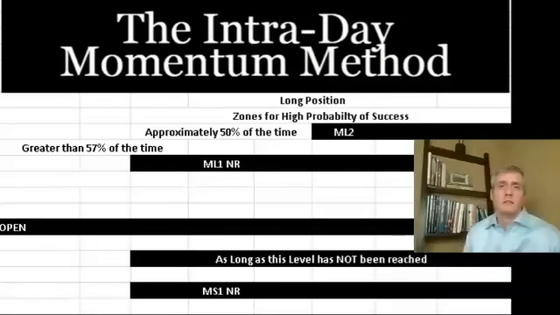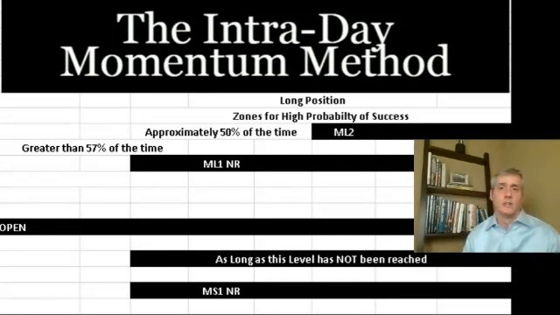Over the last several months, actually just within the last year for sure, I created a new level, and that level was halfway between the distance of the original levels and the open. What I wanted to determine was, if we didn't get to this level, what percentage of the time did we get a close at or above the ML1? What I found was that as long as the level down was not reached, which is halfway between the open and the MS1, then we got a close at or above the ML1 level 57% of the time.